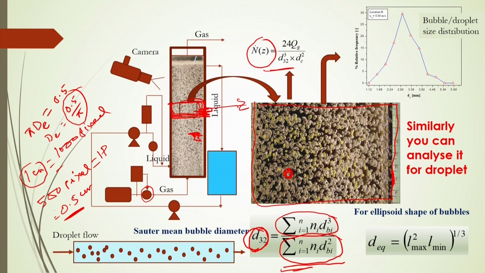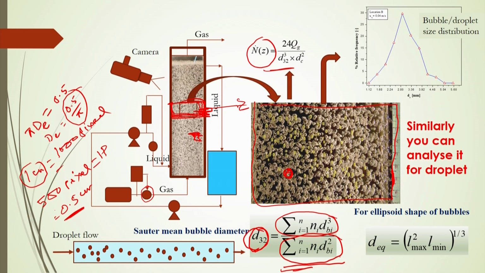But suppose we consider only 200 bubbles. Individually you have to calculate the size of those 200 bubbles. So you have to segregate all these bubble sizes into different classes. Like if you are getting the bubble size range from 0.1 millimeter to 5 millimeter, so there is a wide range, 0.1 to 5 millimeter, of this bubble size.